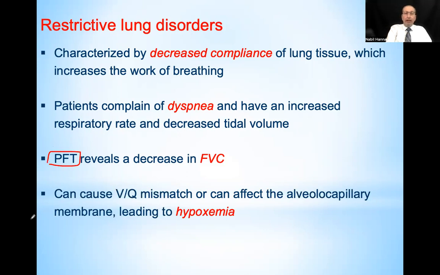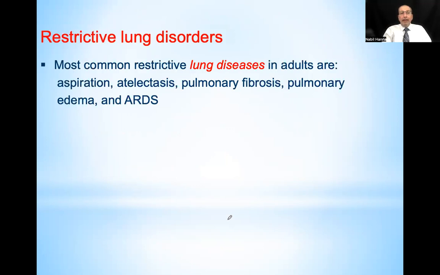Restrictive lung disease can cause ventilation perfusion mismatch, and we're going to explain it again in a coming segment, leading to hypoxemia. Examples of restrictive lung diseases in adults: we talked about pulmonary fibrosis and pulmonary edema. ARDS is also a restrictive lung disease because it causes atelectasis, collapse, and aspiration of whatever gastric contents, for example, into the alveoli.